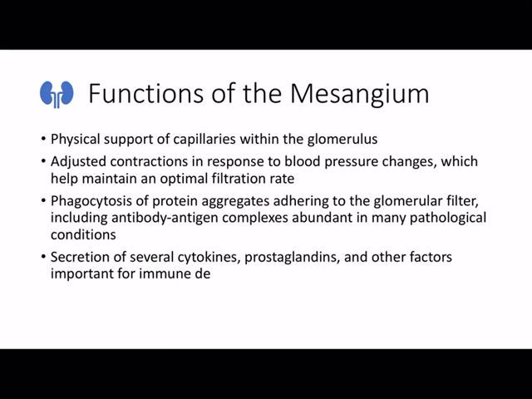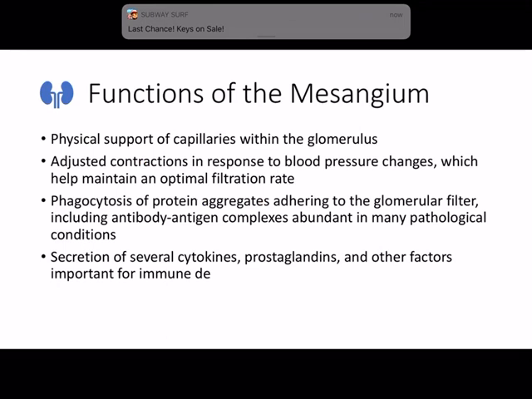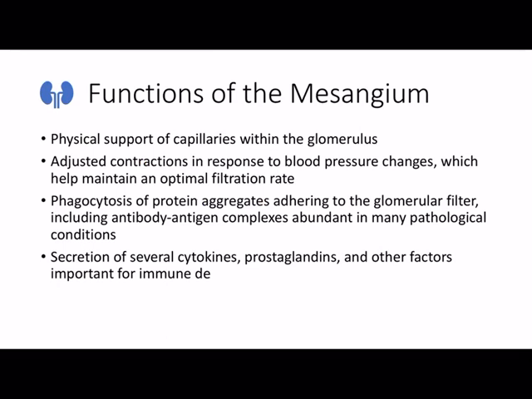The functions of your mesangial cells, or the mesangium: they physically support the capillaries within the glomerulus. They adjust contractions in response to blood pressure changes, which helps maintain the optimal filtration rate. They also have a function of phagocytosis of protein aggregates adhering to the glomerular filter, including antibody complexes, abundant in many pathological conditions, and secretion of several cytokines, prostaglandins, and other factors important for immune development.